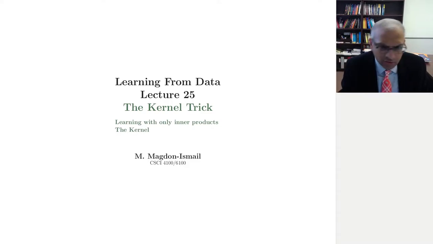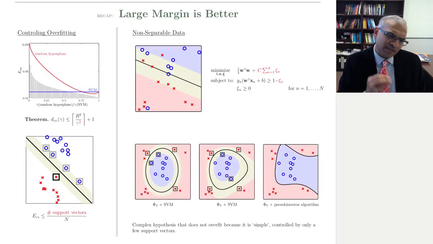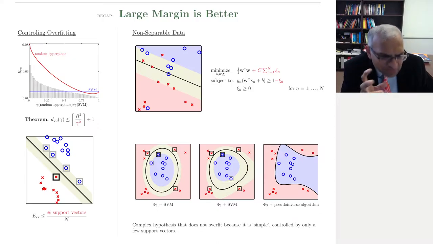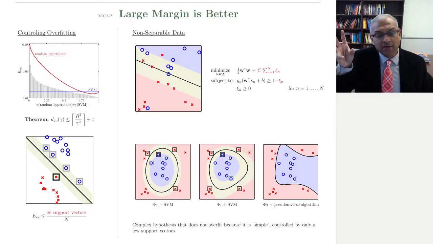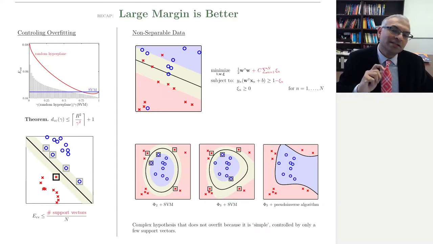But before we get going, let's have a quick review of what we have covered so far with respect to support vector machines. Last lecture, I offered you evidence that the maximum margin, or a large margin, is better. We saw that it improves overfitting and you can get a bound on the out of sample error in terms of the number of support vectors. What's interesting is that we control the out of sample error using quantities that do not explicitly depend on the dimension.